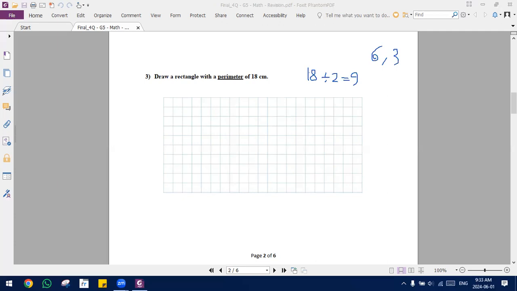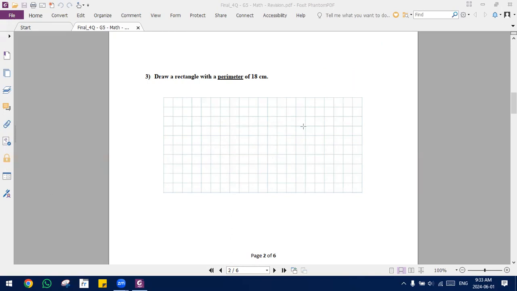Now I should make the length 6, the width 3. Let me start from here, for example, 1, 2, 3, 4, 5, 6. So I used 6 squares, which means 6 centimeters. Then up, I should go by 3. This is 3 squares. Then 6, and then 3. Now, if we count the perimeter of this rectangle, it will be 18. 6 plus 6, 12, plus 3, 15. So 15 plus 3, 18. So 18 centimeters.